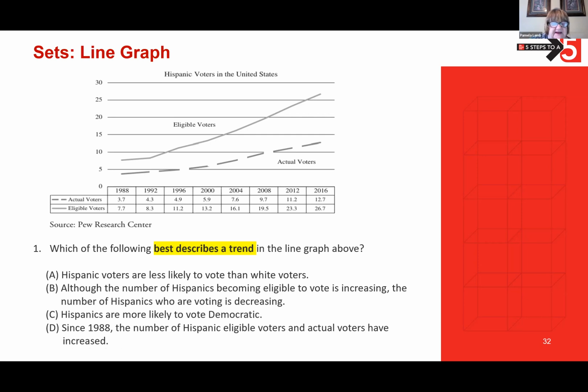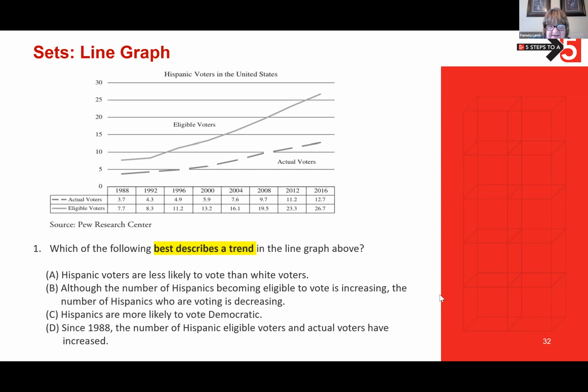So again, read the answer choices and see which one might work best. Does it show that Hispanic voters are less likely to vote than white voters? I don't even see any information about white voters, so I would probably eliminate that. The number of Hispanics becoming eligible to vote is increasing, but the number of Hispanics who are voting, the actual voters, is decreasing. You can see easily that that's not correct. Hispanics are more likely to vote Democratic, or answer D, and I can't see answer D on my screen. And that's what everybody has picked.